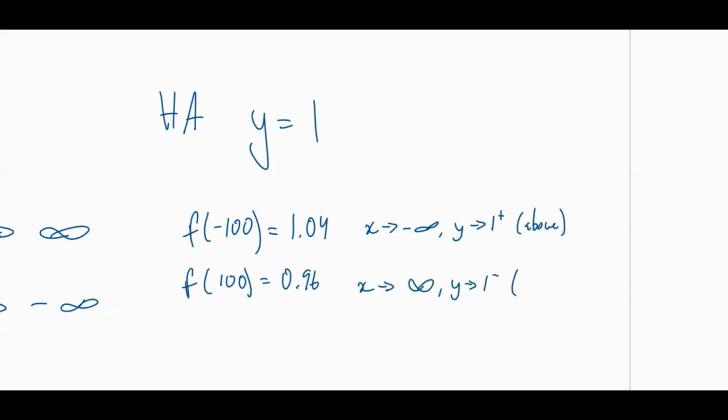I am comparing the value to whether it's above or below the asymptote. 0.96 is less than 1. So it's below the asymptote.